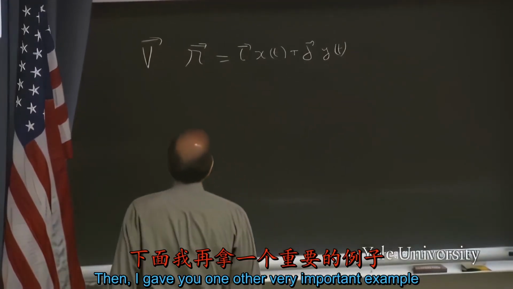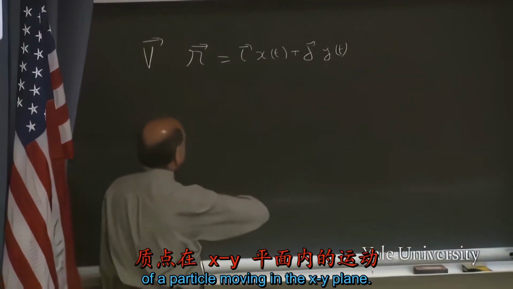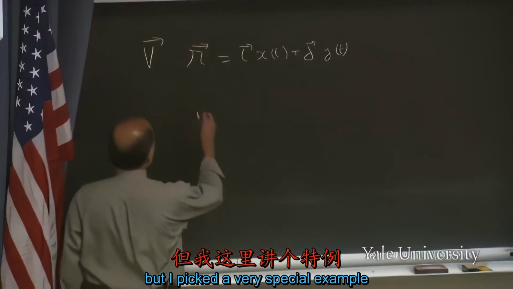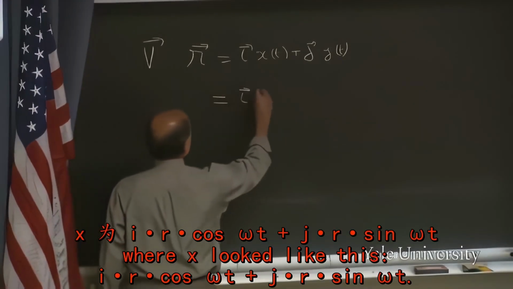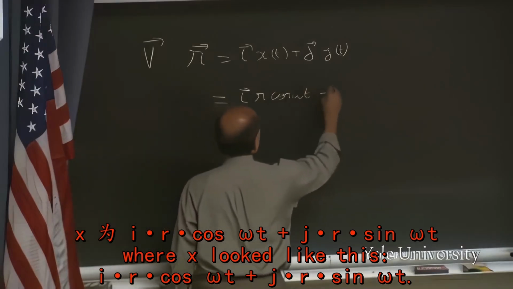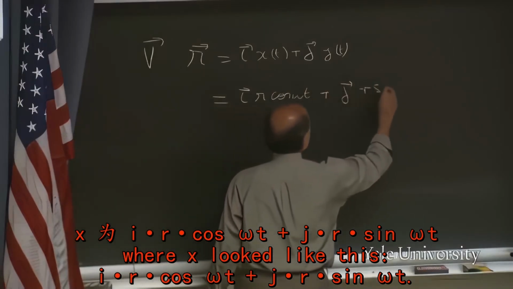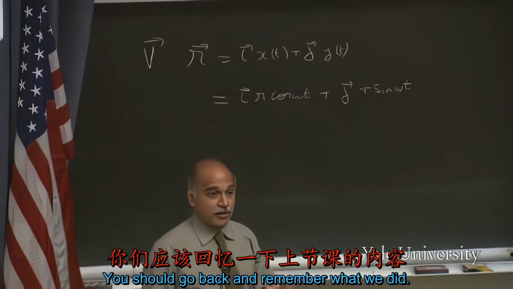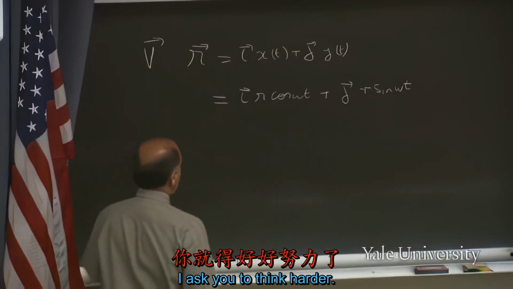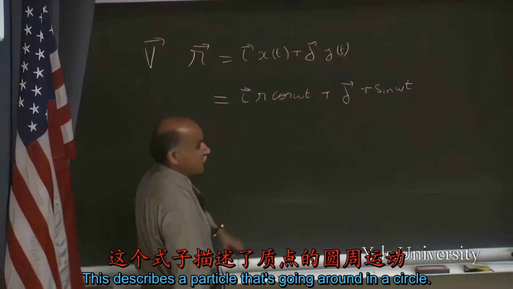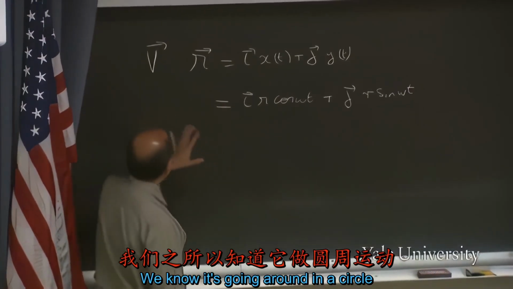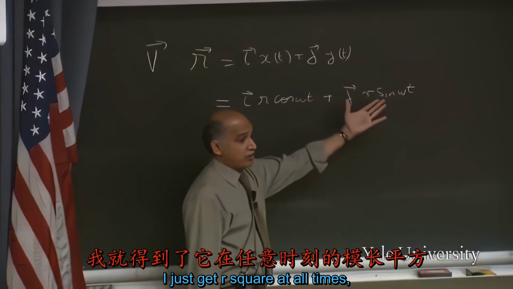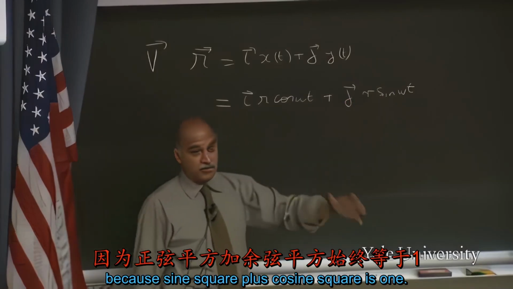Then I gave you one other very important example of a particle moving in the xy plane. X and y can be whatever you like, but I picked a very special example where it looked like this: r equals R cosine omega t times i plus R sine omega t times j. Now you should go back and remember what we did. If it took you a while to digest it, I asked you to think harder. This describes a particle that's going around in a circle. We know it's going around in a circle because if I find the length of this vector, which is the x squared part plus the y squared part, I just get R squared at all times, because sine squared plus cosine squared is 1.